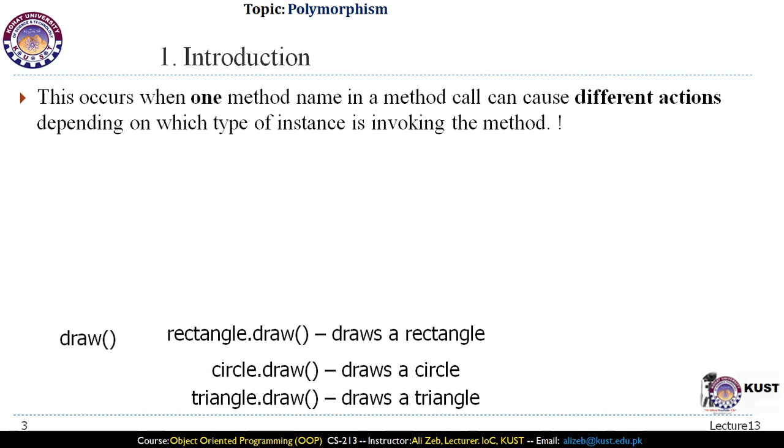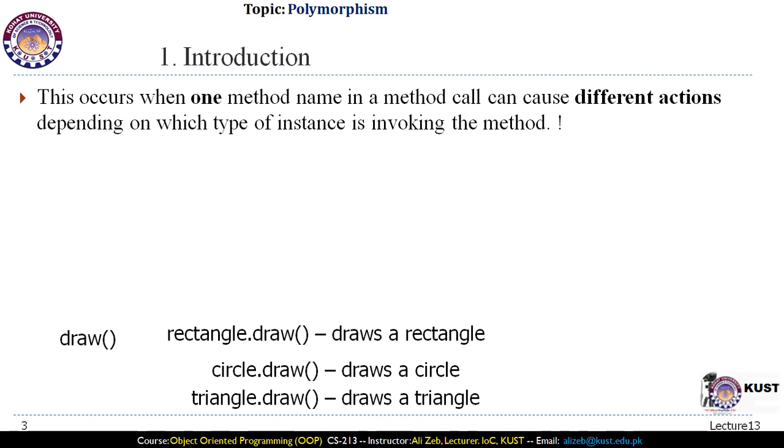Polymorphism: poly stands for multiple and morph stands for forms, and the concept occurs when one method name in a method call can cause different actions depending on which type of instance is invoking the method. For example, we have a method draw, and we are using different objects to call that method: rectangle dot draw should draw a rectangle, circle dot draw should draw a circle, and triangle dot draw should draw a triangle for us.